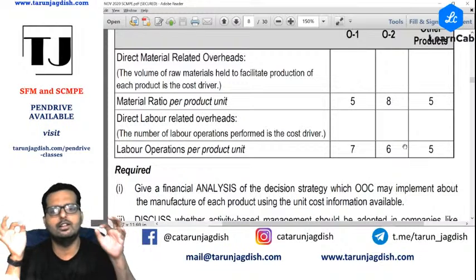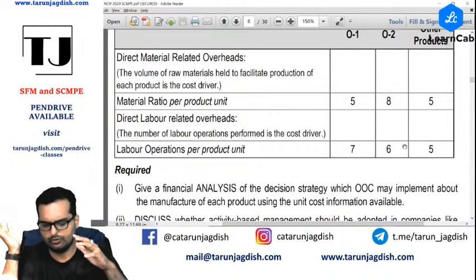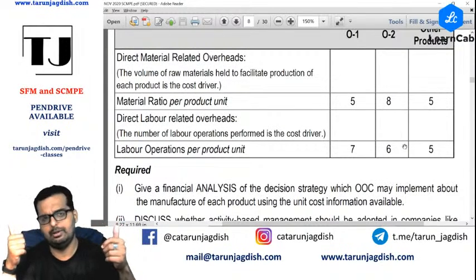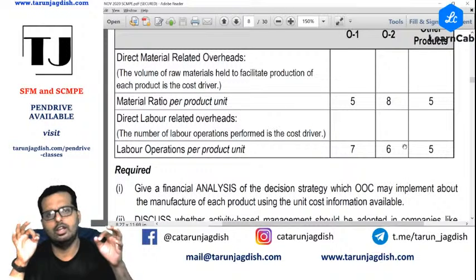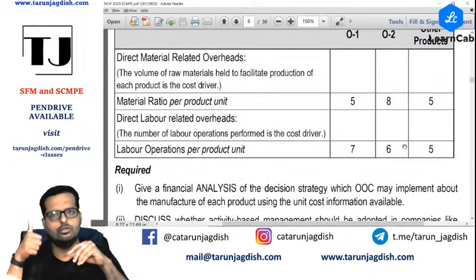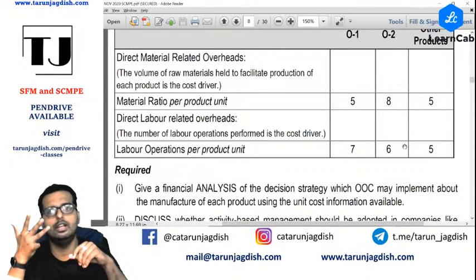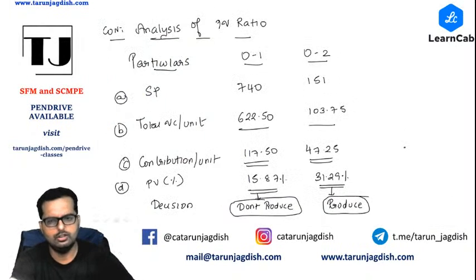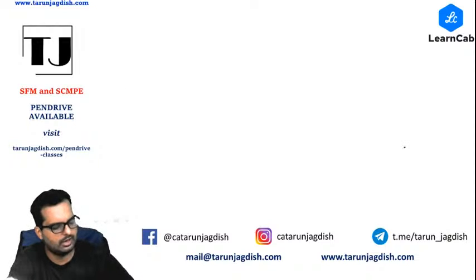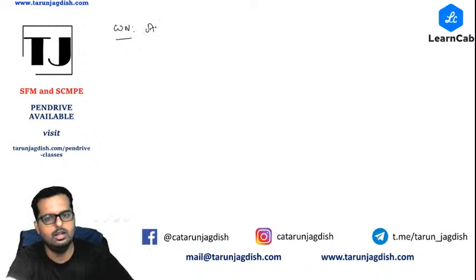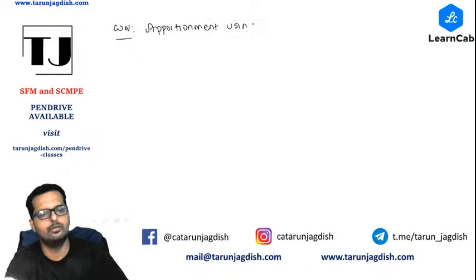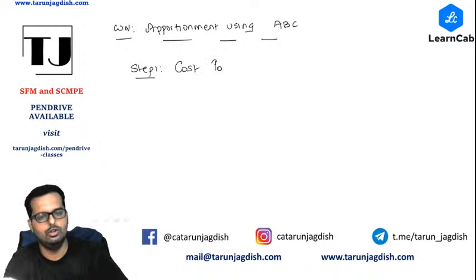So friends, so far they were doing it based on the traditional methods of costing. Now they are going under activity based costing. Under activity based costing, we go by the following steps. Cost pool, then we go by cost driver, then we go by ABC rate, and finally apportionment. Okay. So here step number 1 would be cost pool. I'll just write down next working note heading, apportionment using activity based costing. Okay, in that I will write down step number 1, cost pool.